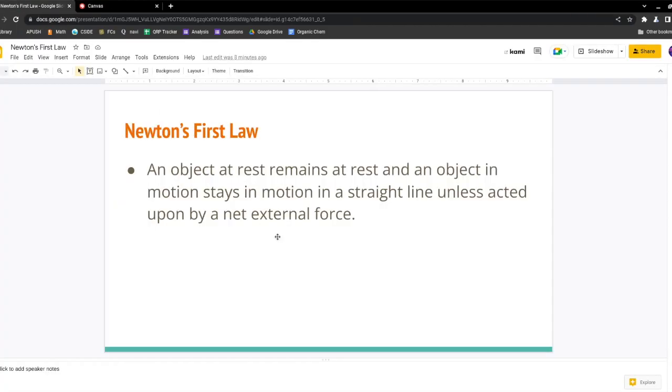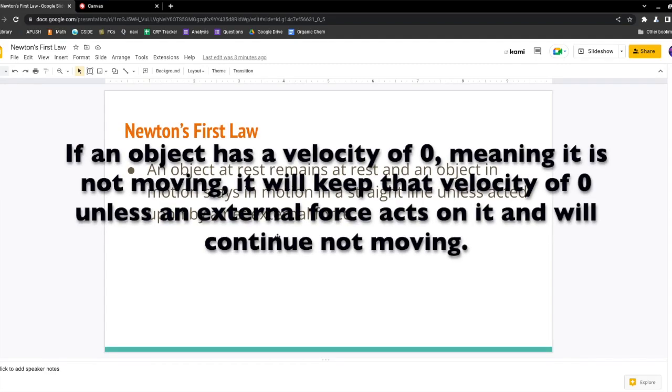And if we go back here, it says an object at rest remains at rest. So this is assuming that its velocity is 0. It's not going to move anywhere without an external force being applied onto it that's not 0. I mean, that makes sense, right? Because if you leave a toy car on the floor, it's not going to go anywhere until you move it.